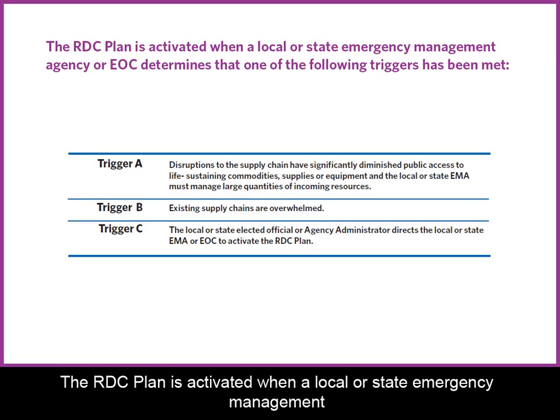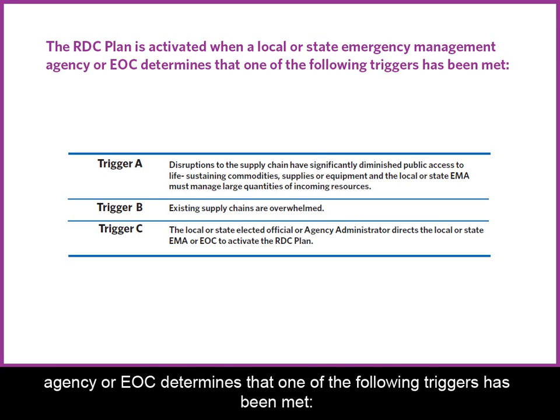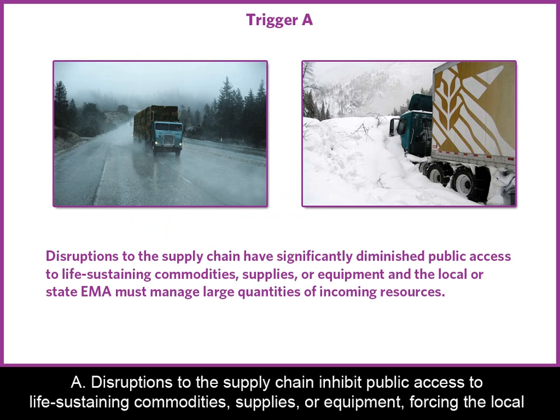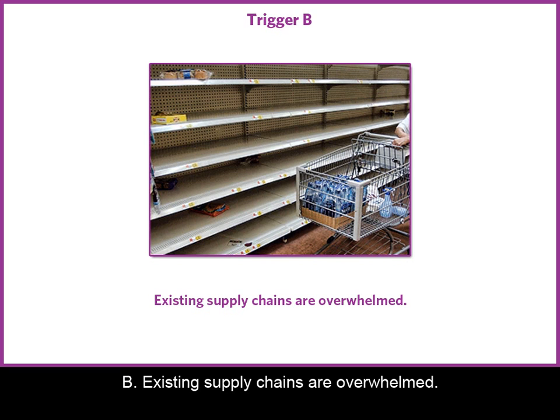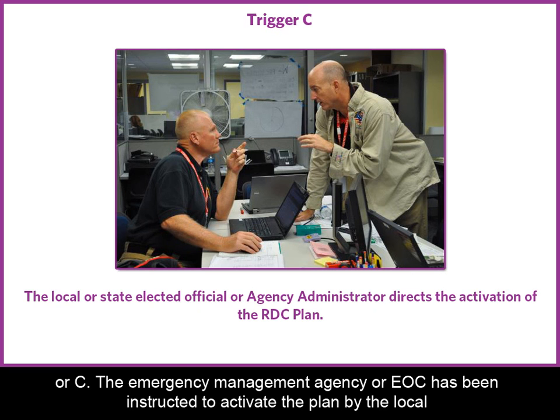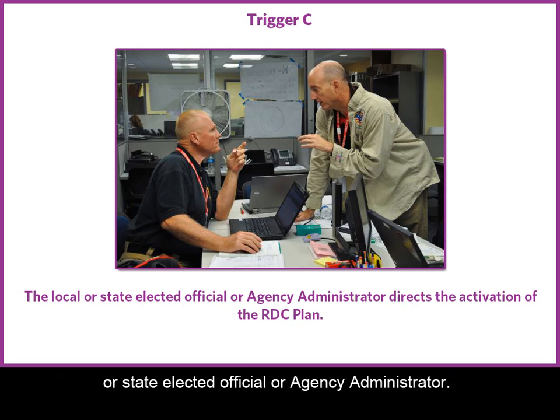The RDC plan is activated when a local or state emergency management agency, or EOC, determines that one of the following triggers has been met. A. Disruptions to the supply chain inhibit public access to life-sustaining commodities, supplies, or equipment, forcing the local or state emergency management agency to manage large quantities of incoming resources. B. Existing supply chains are overwhelmed. Or C. The emergency management agency, or EOC, has been instructed to activate the plan by the local or state elected official or agency administrator.